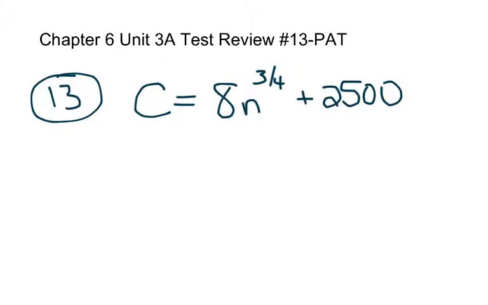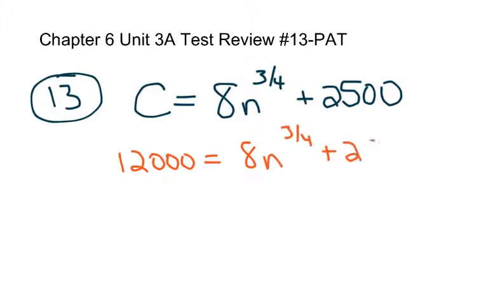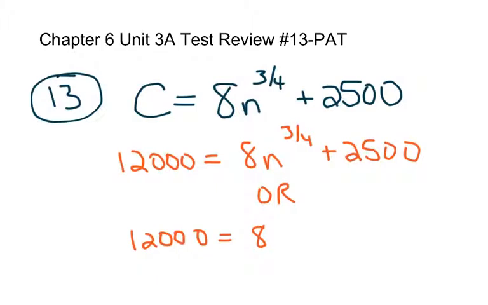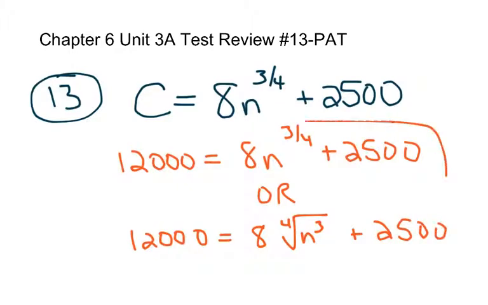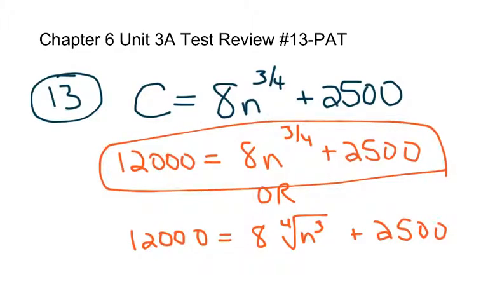Well, first of all, $12,000 is the amount of money they're going to make. So where does it get plugged into the equation? It gets plugged in for the cost, C. So I'm going to start by doing this. Now, you can use either this equation or you can convert n to the 3/4 to the 4th root of n cubed, whichever one makes you happier. But you'll probably be happier with this equation.